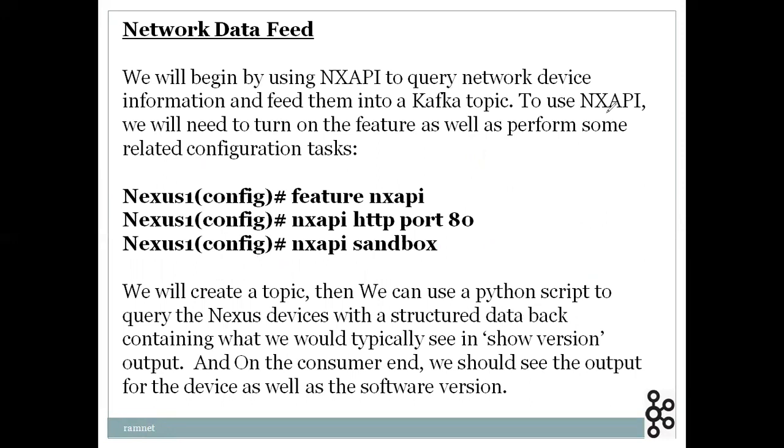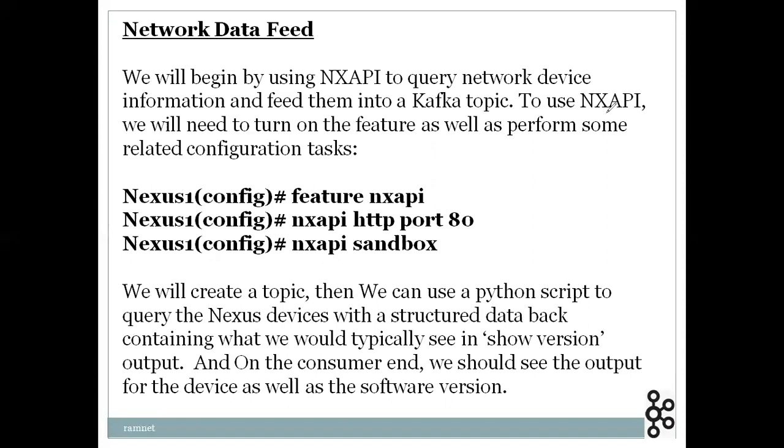Okay, we will create a topic, then we will use a Python script to query the network devices and get structured data back, containing what we would typically see in the show version output. We will start slowly. Show version, we will pick it up. Show inventory, we will pick it up. Show IP interface brief, show modules. Like all the show commands, we will just query and get them.